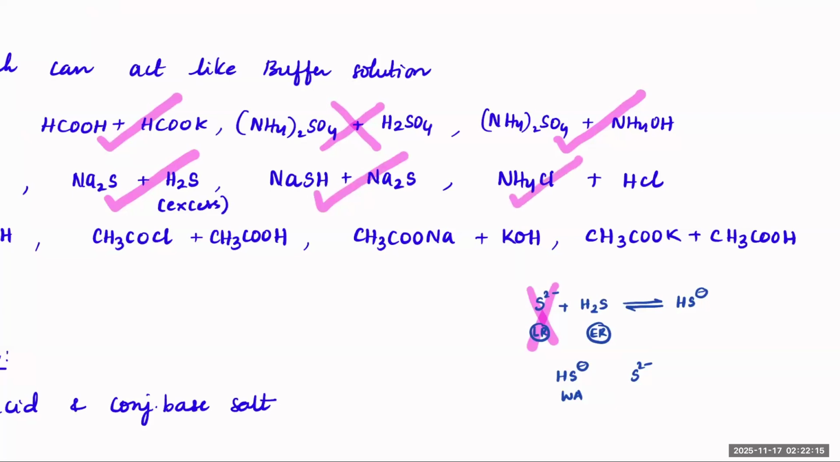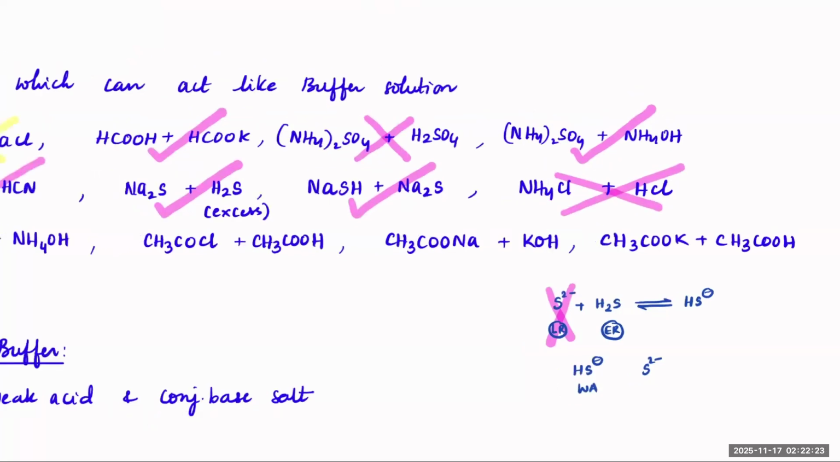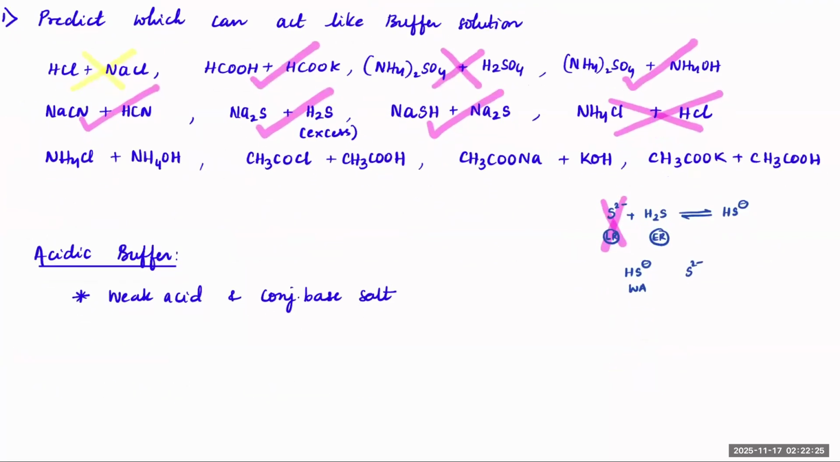Ammonium chloride with HCl. HCl is a strong acid. Hence, this cannot fit into the buffer solution. Correct? Next one. Ammonium hydroxide, a weak base, and ammonium chloride, which has the conjugate acid present in it. So yes, this is a basic buffer.